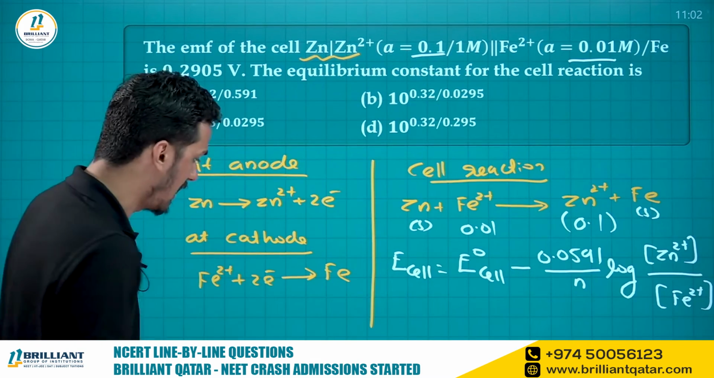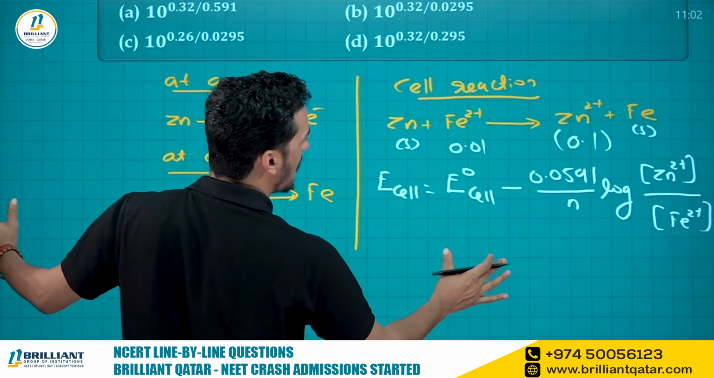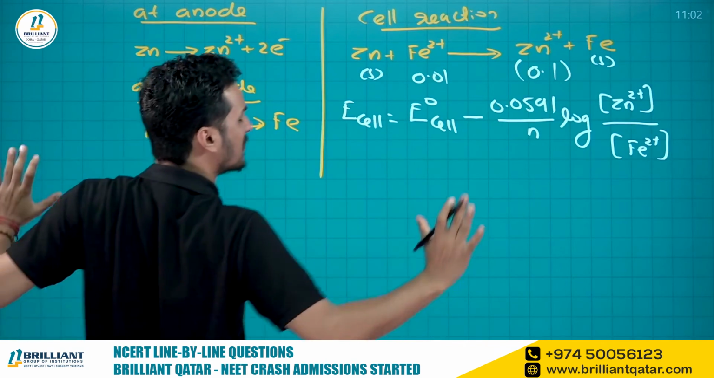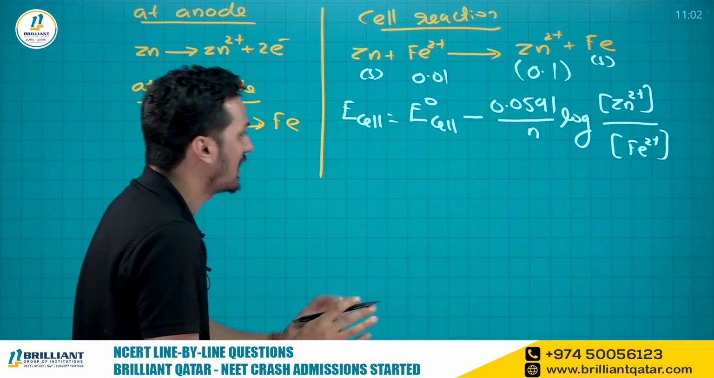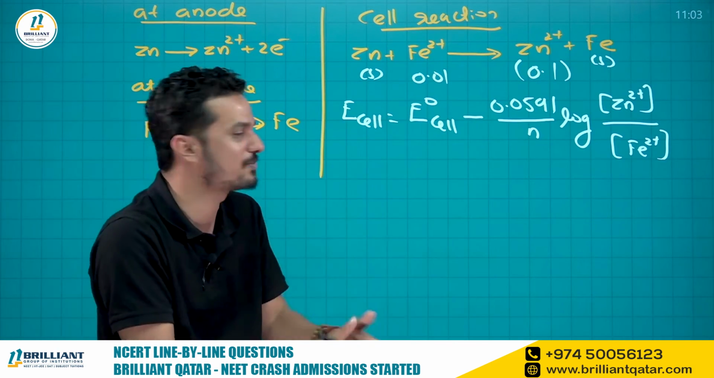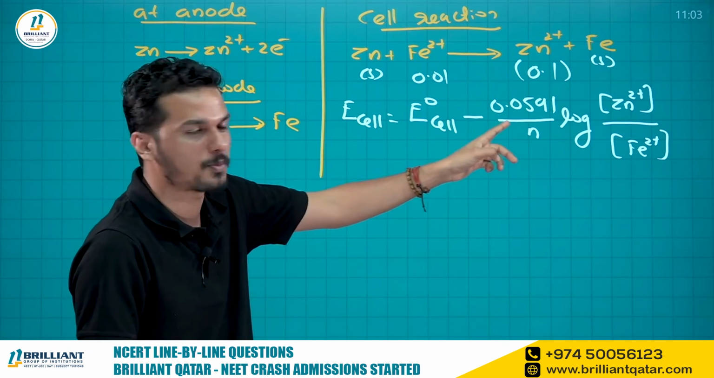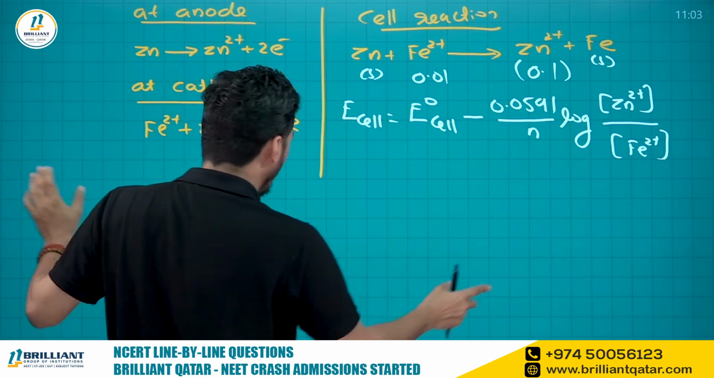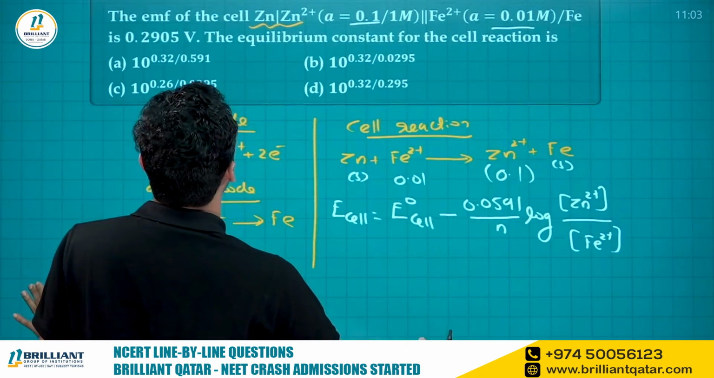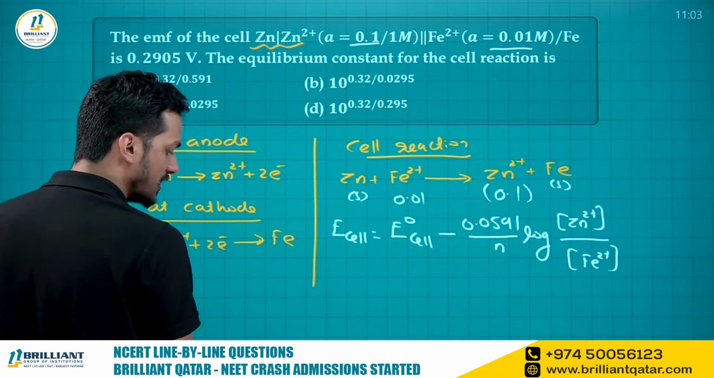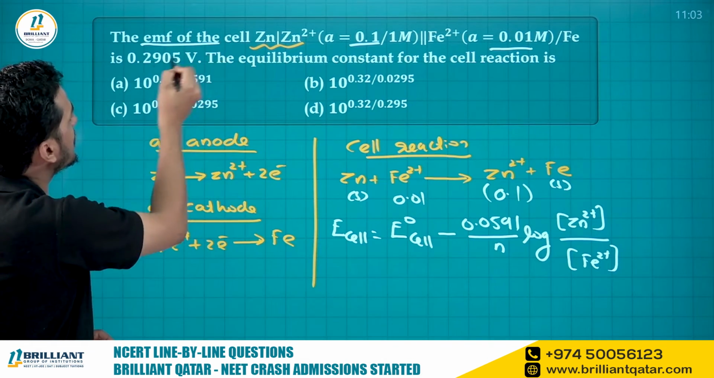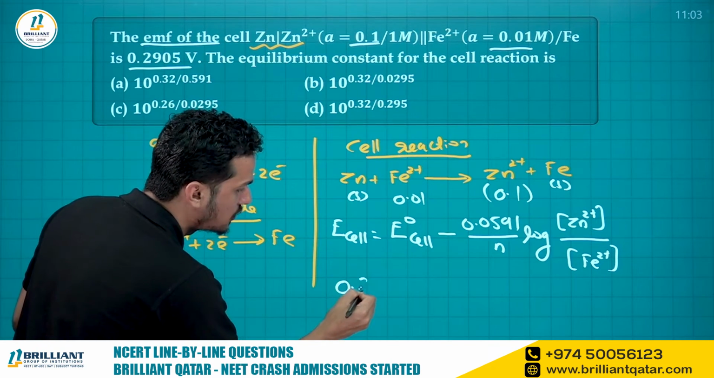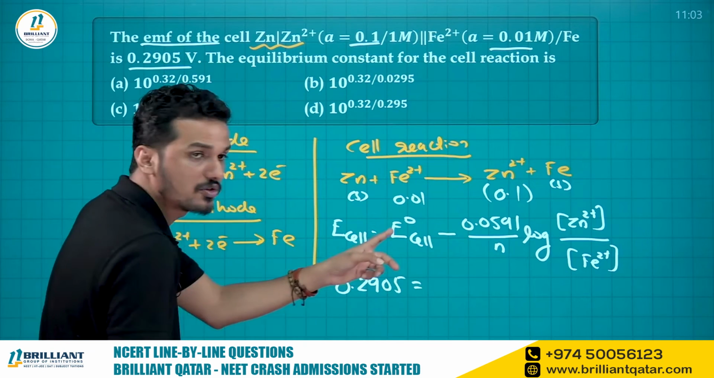Now we can substitute the values. So E cell equals E0 cell minus 0.0591 by n log [Zn2+] by [Fe2+]. And one more thing I forgot to tell you. Here they gave the EMF of the cell, 0.2905. That means this E cell they have already given, that is 0.2905.